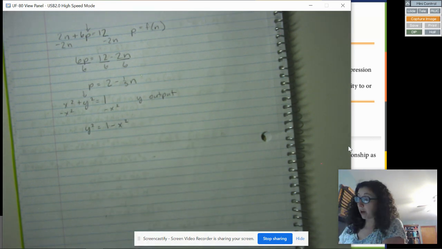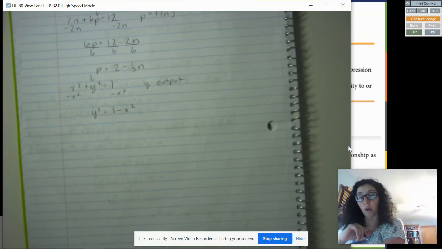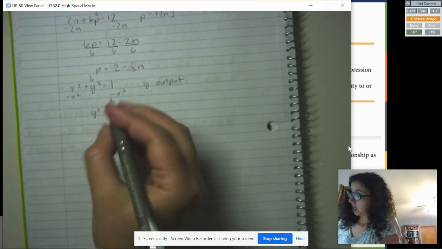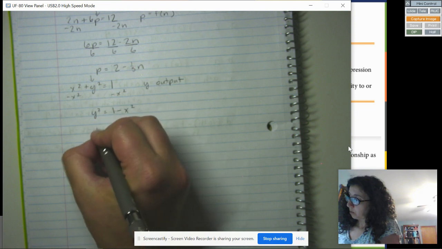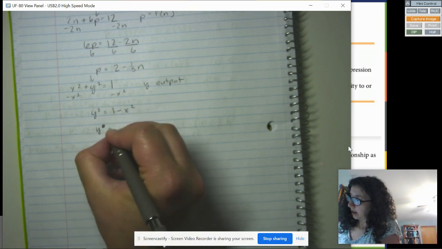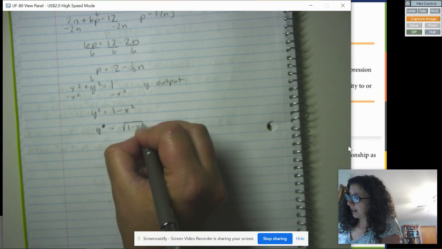Well, it's by itself now, but we need it just to say y. We can't have it be y squared. So how do we undo a square? We take the square root of both sides, right? So we get y equals the square root of 1 minus x squared.